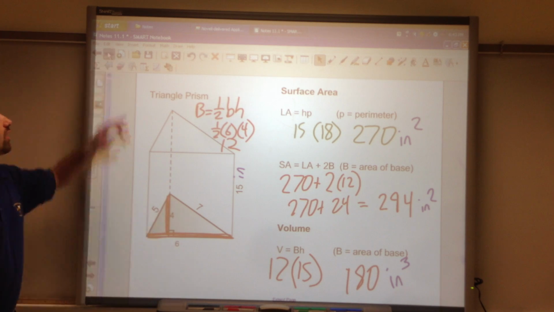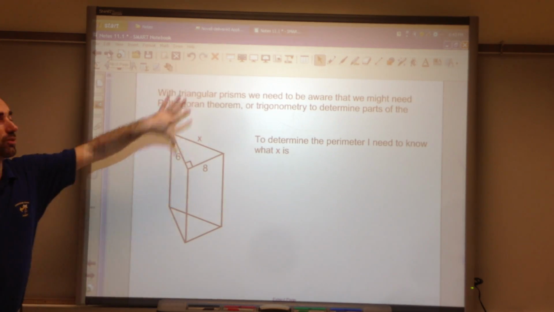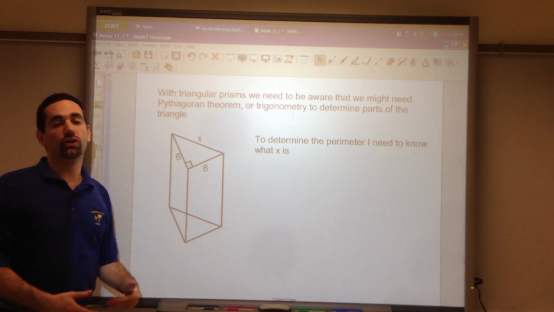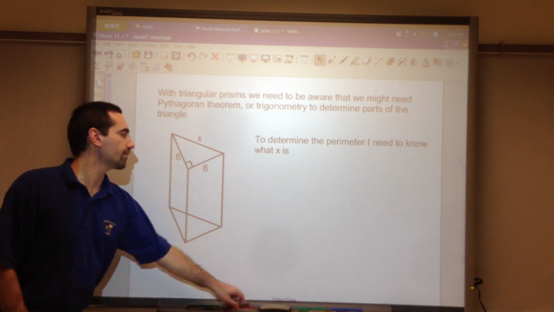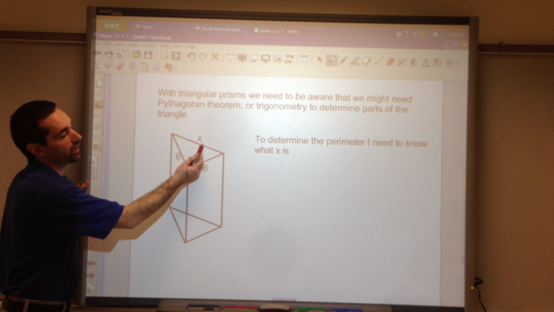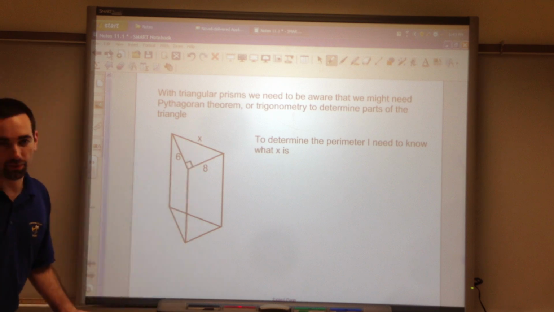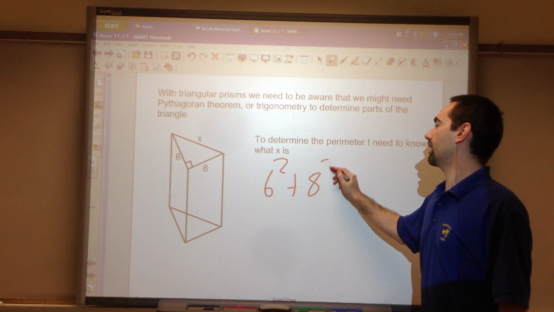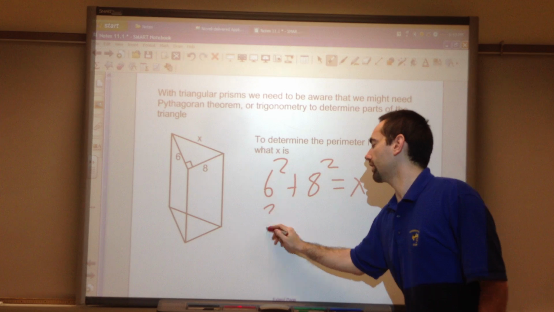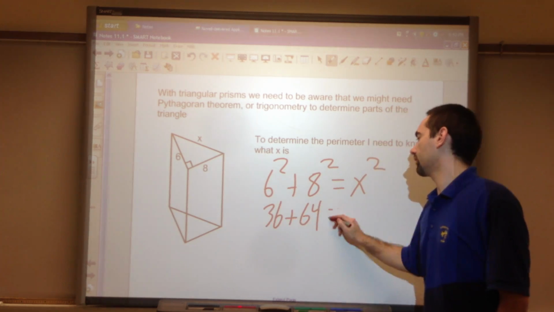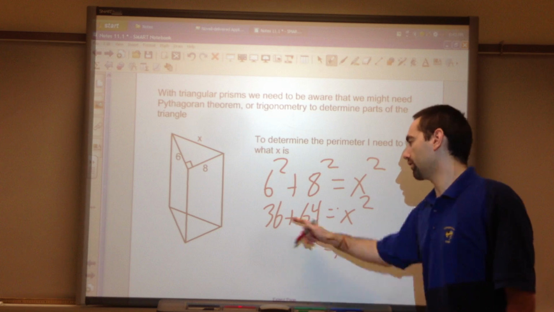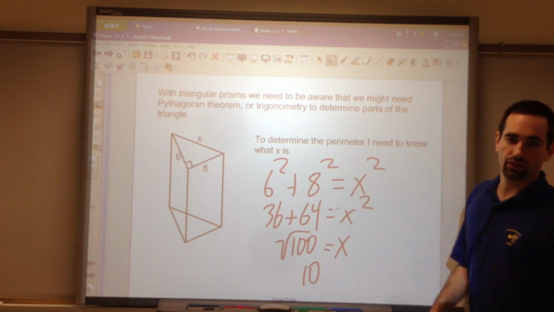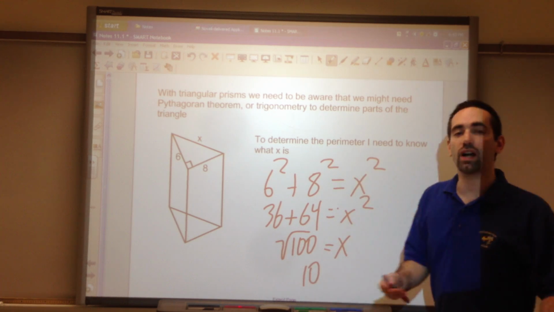Now, one thing we have to be aware of, when we're dealing with triangular prisms, we've got a triangle, which means we might need to use the Pythagorean Theorem or trigonometry. So here, we've got 2 sides of a triangle, and we've got to find the third to figure out the perimeter. Here we're going to use the Pythagorean Theorem. 6 squared plus 8 squared equals x squared. 36 plus 64 is x squared, which is 100. So x is the square root of 100, which is 10. So we have to be aware that we might have to use the Pythagorean Theorem.